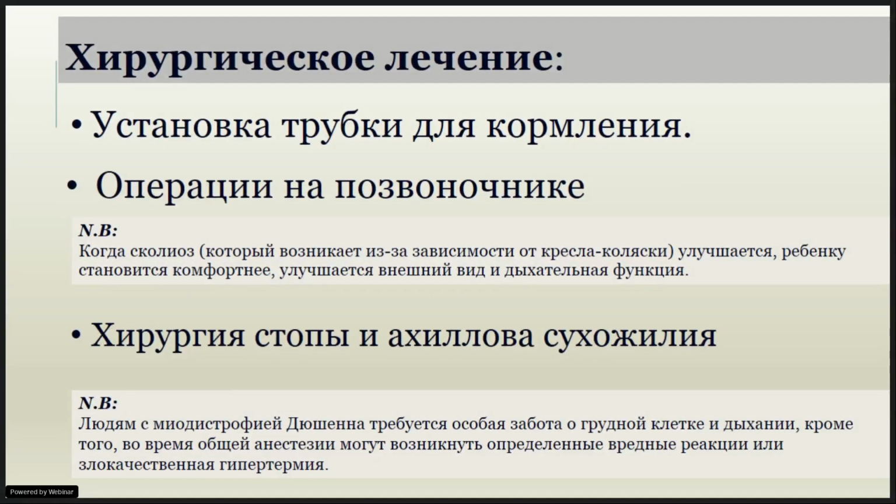Surgical treatment could be needed, for example, insertion of a feeding tube in case of weakness of the muscles of the pharynx. Spinal surgery, here the surgery to correct scoliosis, will improve the respiration and the general appearance. Also, foot surgery and surgical release of the tendon Achilles because of contractures, as we mentioned before.